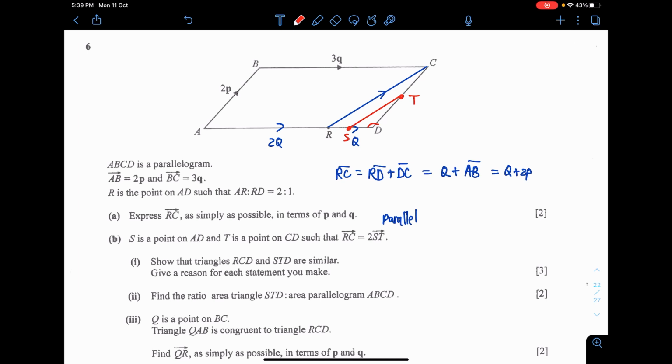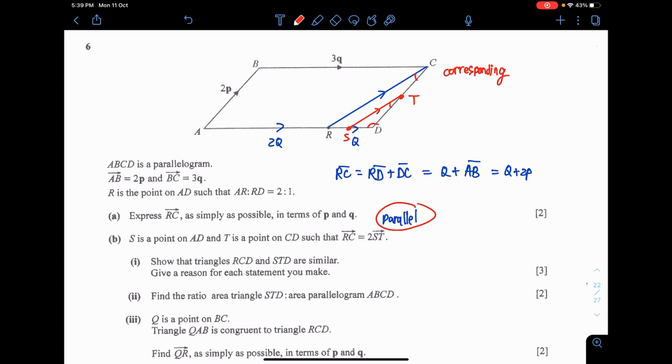And second, since they are parallel, how do I know? Again, they say that RC is 2ST, meaning they are scalar multiples, and therefore they are parallel. Therefore I can claim that this angle equals that angle here. Corresponding angle, letter F, if you recall from Sec 1. So by the property of AA, I can tell that RCD and STD are similar.